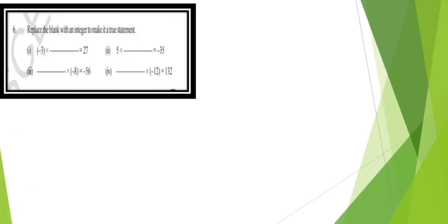And see, replace the blanks with an integer to make it a true statement. Here minus 3 is given, you have to write some integer. First you have to observe the symbol, then you have to write the number. Here minus 3 is a negative integer and the product is a positive integer. So you have to think and write.